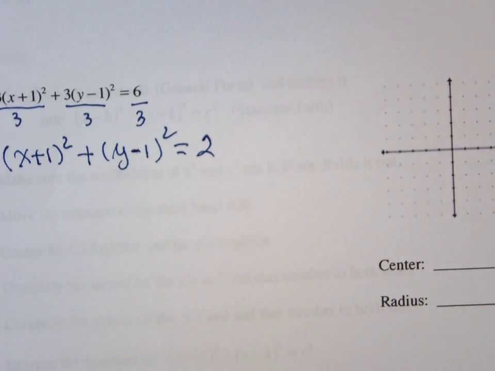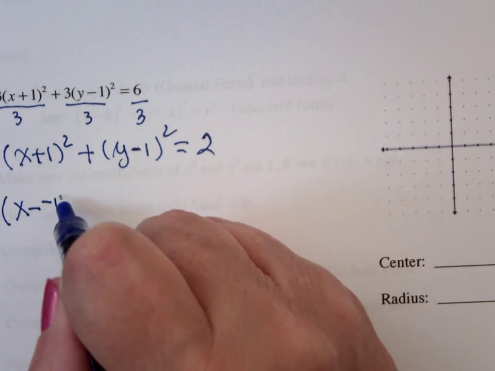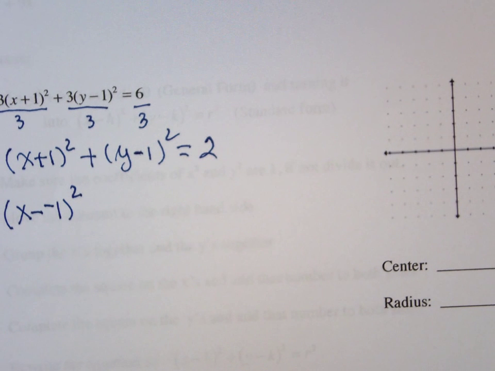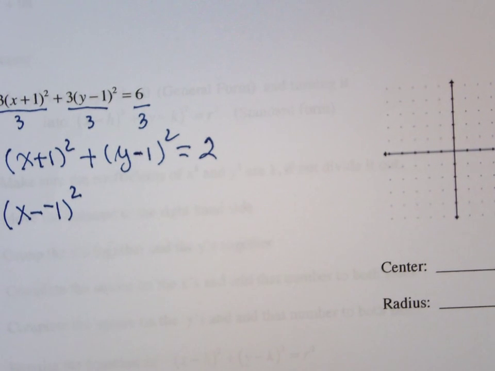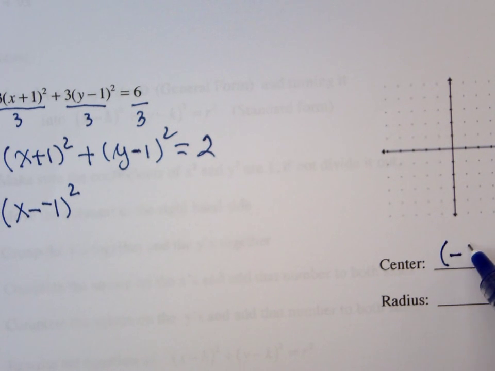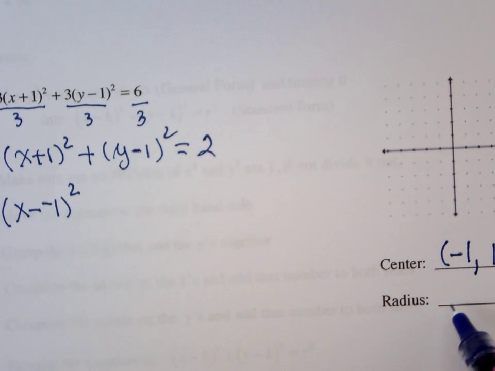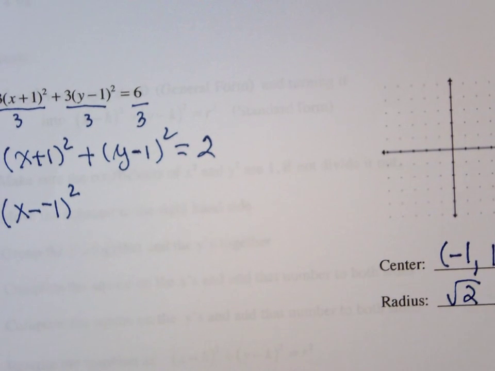So you're going to see the center. This is really x minus a minus 1 squared. That's where you get the plus 1. So that means the x coordinate is negative 1. And of course this is a y minus 1, and the y is 1. And the radius is the square root of 2.